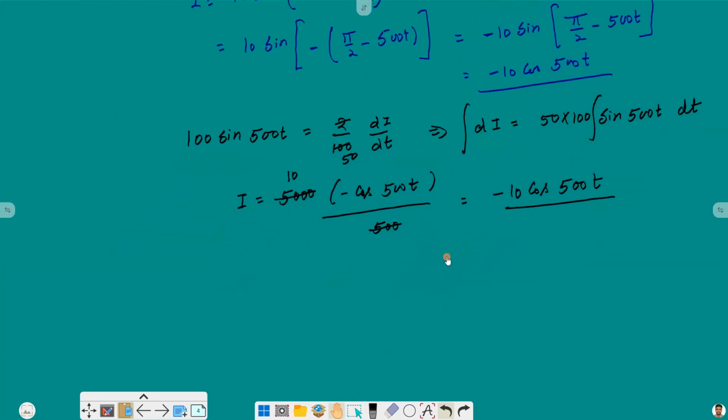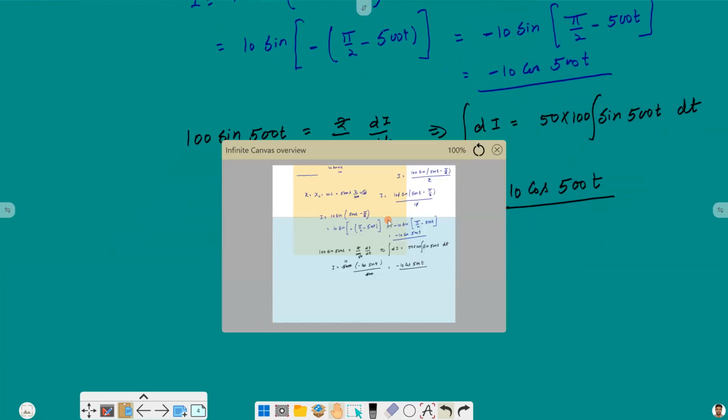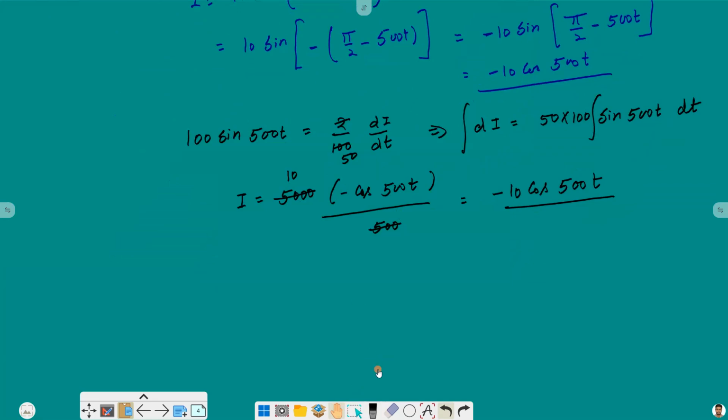You might get confused that in the circuits we take that induced EMF across an inductor is minus L di by dt. So this is induced EMF and not the potential drop.